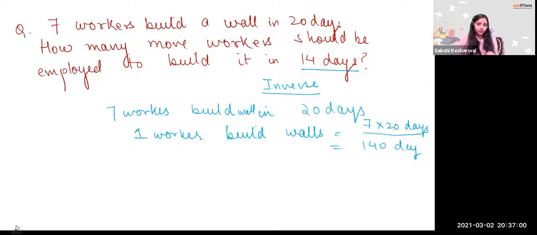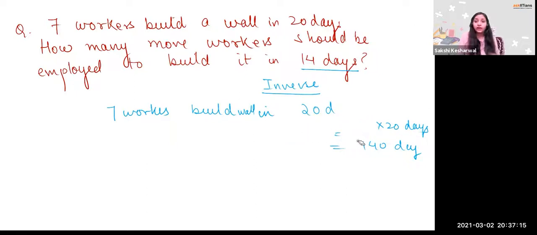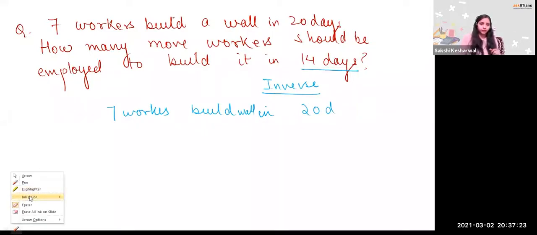See, this is the catch point. So 14 is given, so we'll take out in one day how much work will be done. So it says that 7 workers can build in this much, so in one day how much work will be done, right? So this is the catch point. You have to read the question, what the question says, and then you proceed, right? Okay.